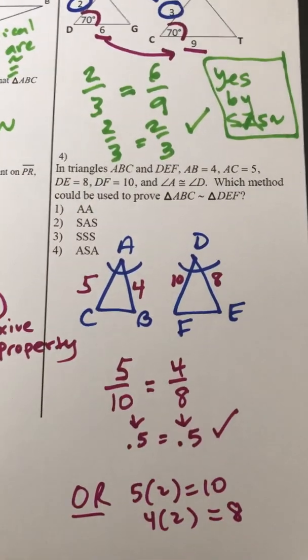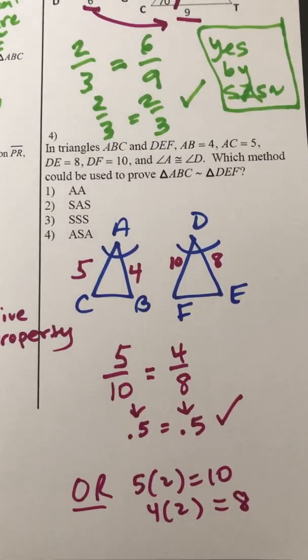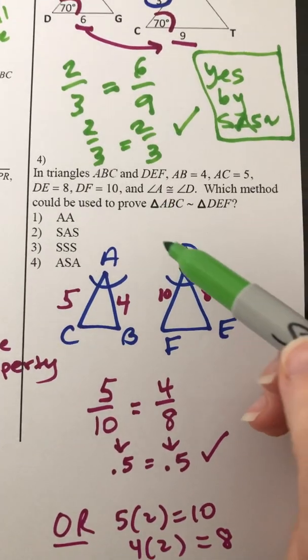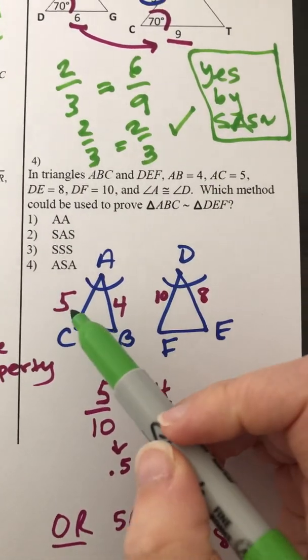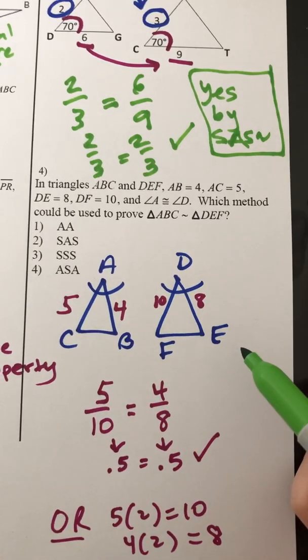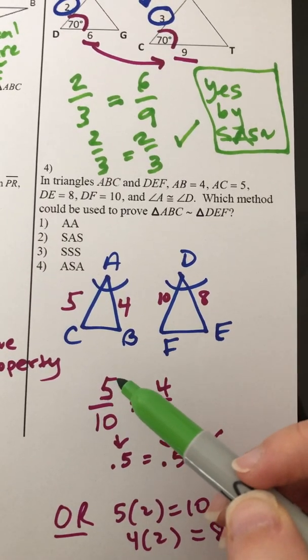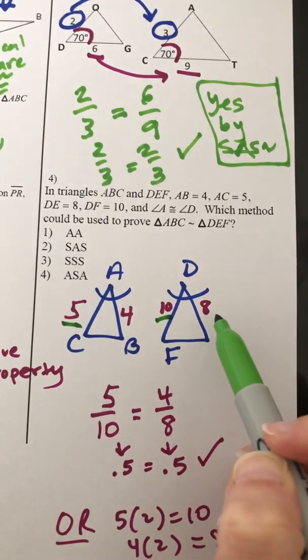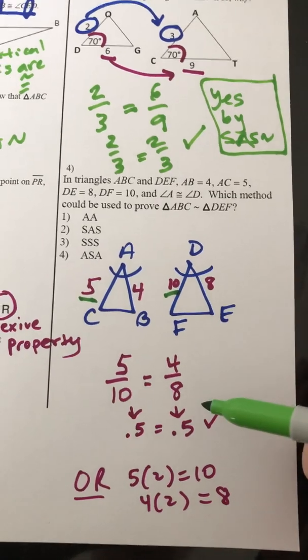Okay, number 4 is all about looking at a diagram, but there's no diagram. Draw a diagram. Draw a diagram, okay, everyone? Here we go. 5 and 4 on CAB, 10 and 8 are on DEF. We make a proportion 5 over 10 because 5 matches 10 as 4 is to 8. 5 over 10 is a half and 4 over 8 is a half.